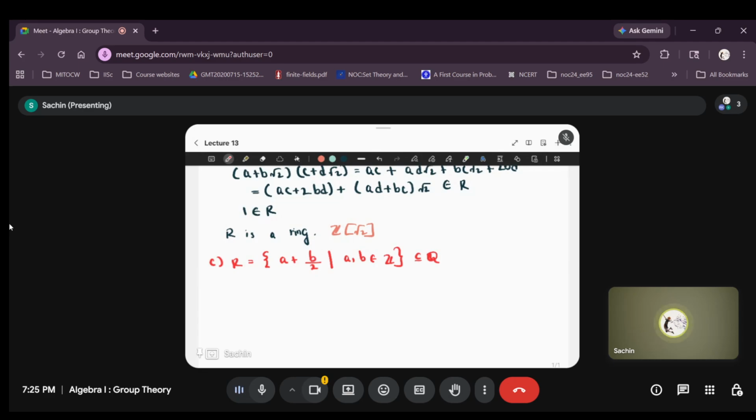Yes, addition is no problem. No, you have to check it always. R plus is a subgroup. R plus is an abelian group.